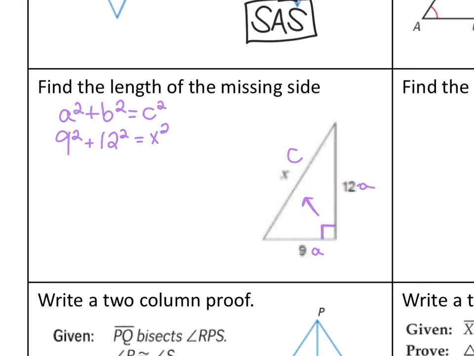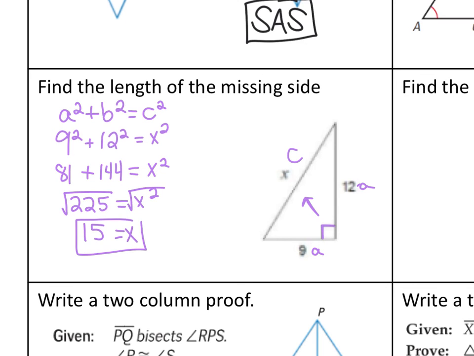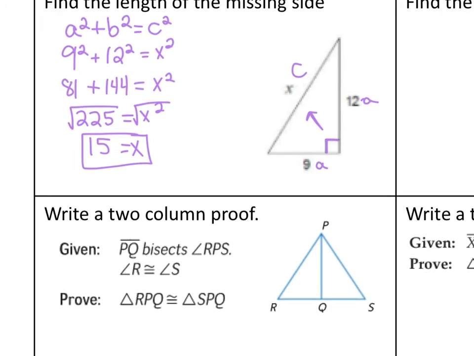Simplify that straight out. So we get 81 plus 144. Adding 81 and 144, we get 225 equals x squared. And then remember we are solving for just the x, so we need to get that by itself. Take the square root, and we're left with x equals 15. Okay, last one, the proof.